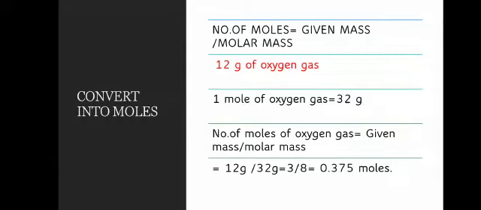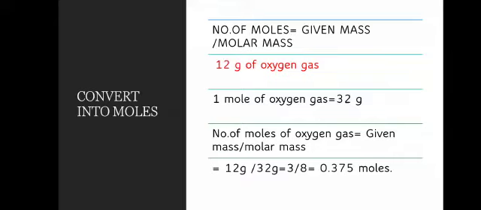So for finding the molar mass, we need to know the formula of oxygen. O2 we know. Now we need to do what? Find the molar mass. So for finding the molar mass, what we need to do? We need to know the atomic mass also. Atomic mass of oxygen is 16. So how many atoms are there? 2. So 2 into 16, that is equal to 32 gram.